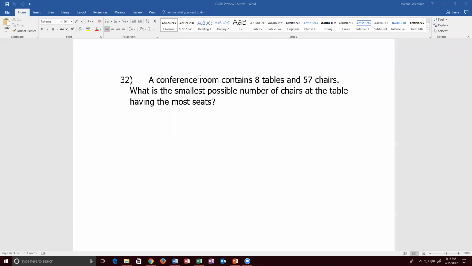Looking at number 32, conference room has 8 tables and 57 chairs. What is the smallest possible number of chairs at that table having the most seats? This is pigeonhole that we talked about a couple weeks ago. By pigeonhole principle, you apply the ceiling of the division of 57 divided by 8.